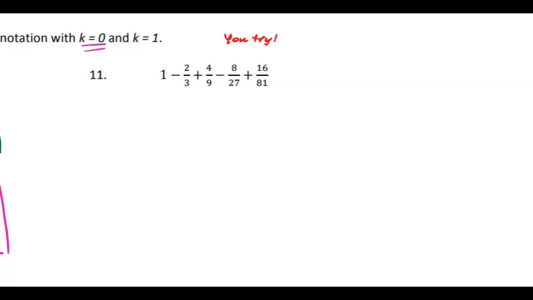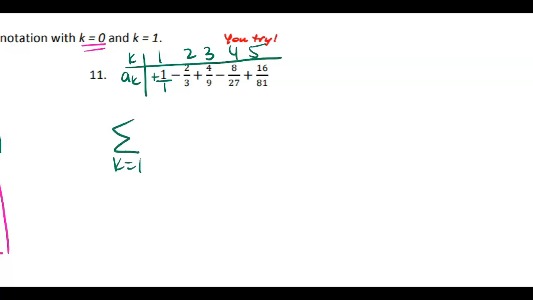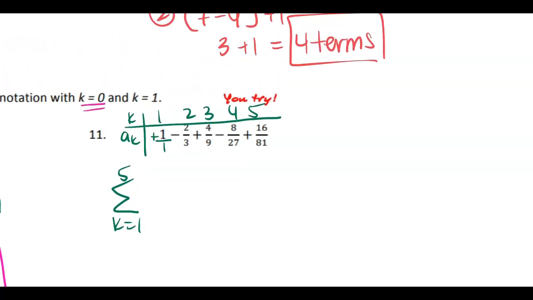Okay, so let's look at what we have. For right now, I'm going to put this 1 over 1. This is positive. I'm going to make my a sub k, and let's find a sub k for 1, 2, 3, 4, 5. Okay, so we're doing k equals 1 first. So I'm going to do the summation symbol, k equals 1, and it looks like it's going up to 5 terms. Okay, let me look at the pattern that I have.